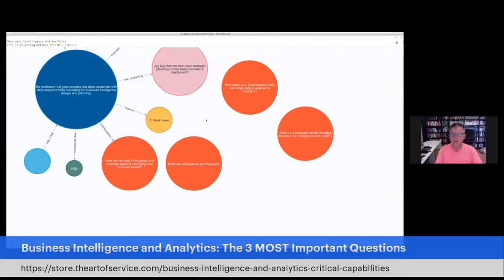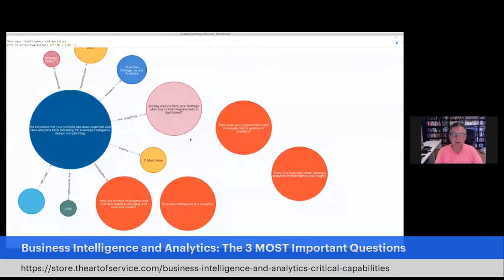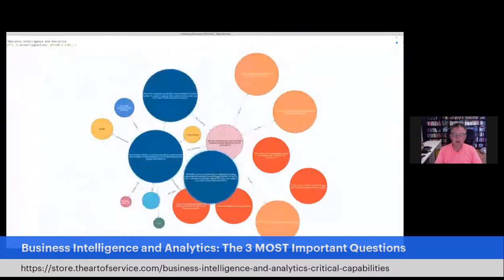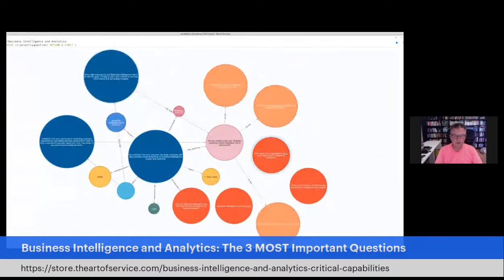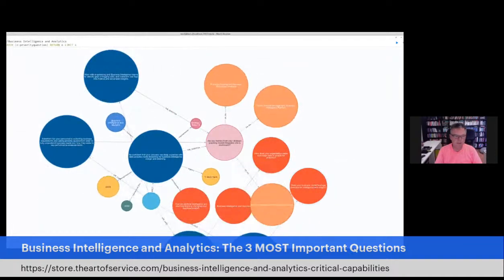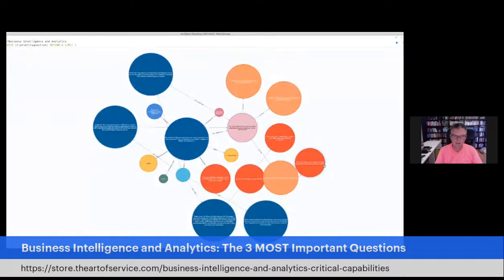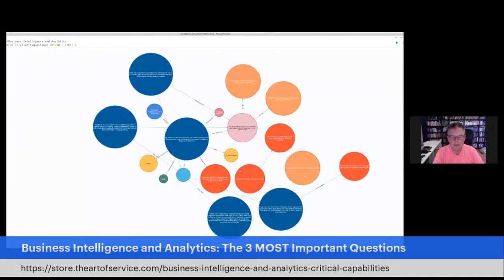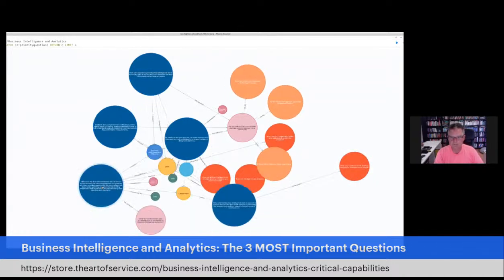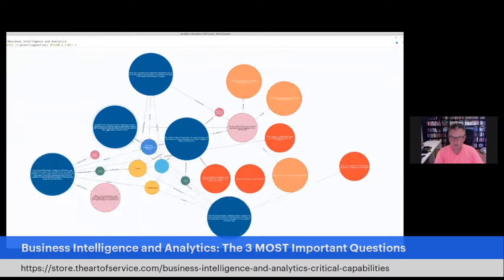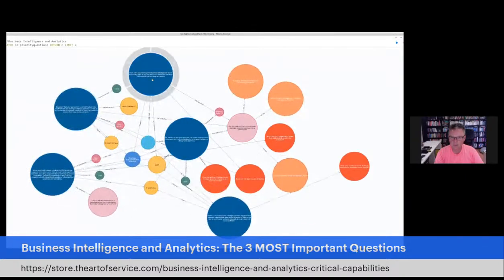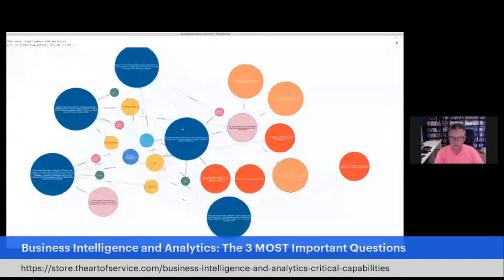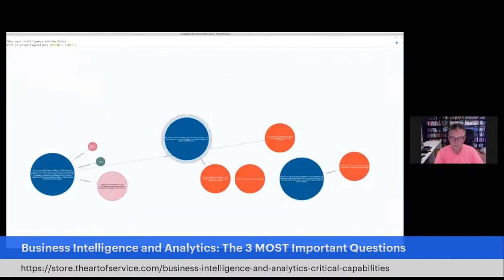If I open this one up, are key metrics from your strategic planning model integrated into a dashboard? So can we actually continuously see what's going on in BIA? And these are the people that will be asking those questions of. So if I open the three major questions up, I'll get to see what the relationships are between them. There we are. Open that one up. There you go.